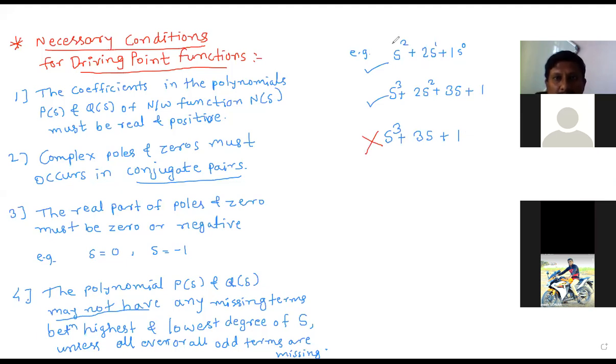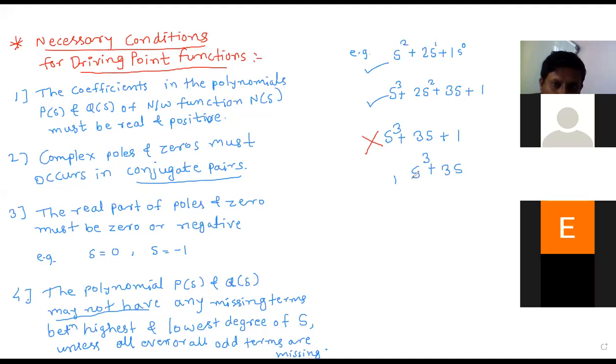Okay. Now the next example: s³ + 3s. Is any term missing? s² is missing, and s⁰ is also not there. Yes, s square is not there, and s raised to 0 is also not there. So what are these? 3 and 1. Both are what, even or odd? Odd. Odd is present, even is absent.